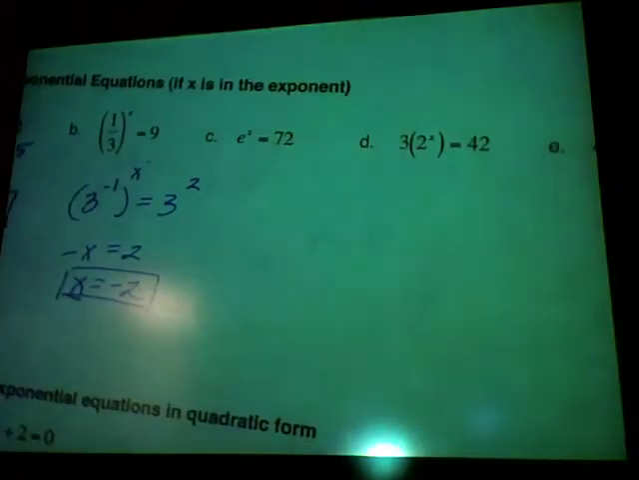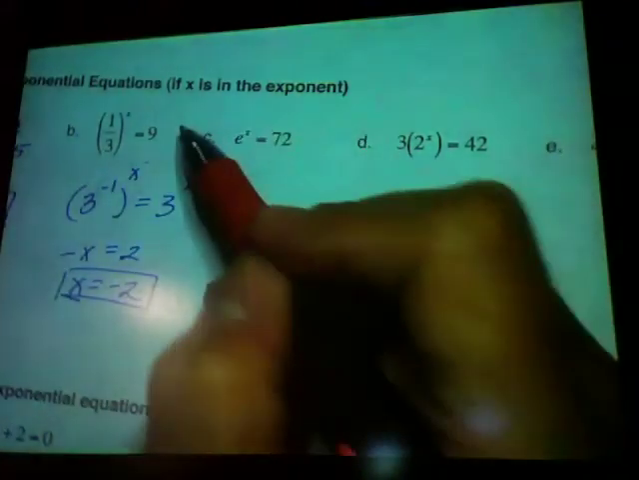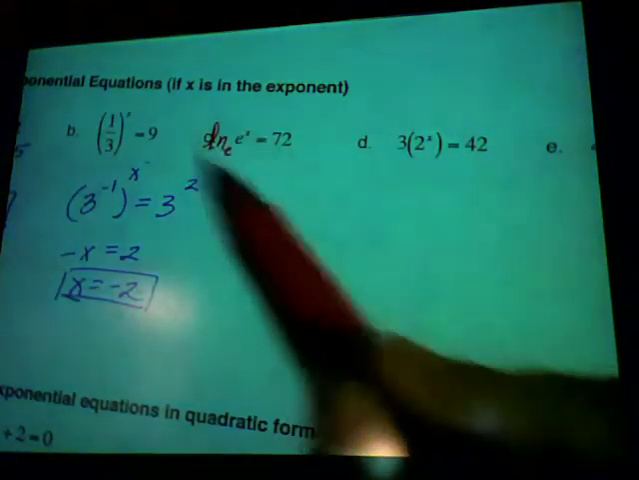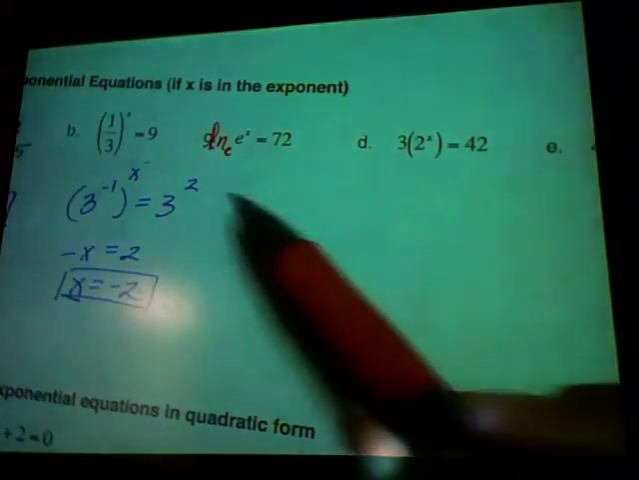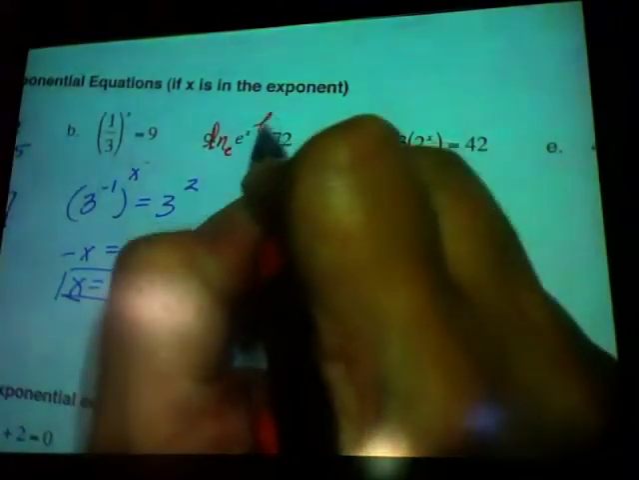All right, look at C. This is different. What's your base this time? e. What is the common base for the natural log? e, right? Okay, so what I do, this is an equation. Whatever I do to one side, I do to the other. And remember, if I can make this the same, what happens here on this side? What is this side's value? x. I get x out of the exponent, right?